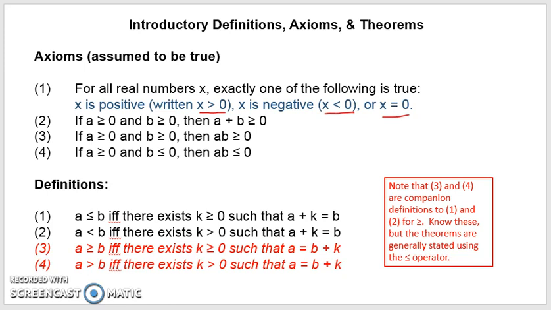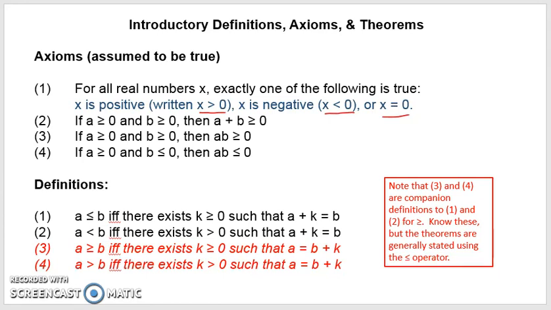And then axioms 2, 3, and 4 focus on operations with positive and negative numbers. If you have a number a that is non-negative, so greater than or equal to 0 is called non-negative, and b is also non-negative, then a plus b is too. If you add 2 non-negative numbers, you get a non-negative number. A times b, so if a is positive and b is positive, a times b is positive. And then lastly, if you take a positive and a negative and multiply them, you get a negative.